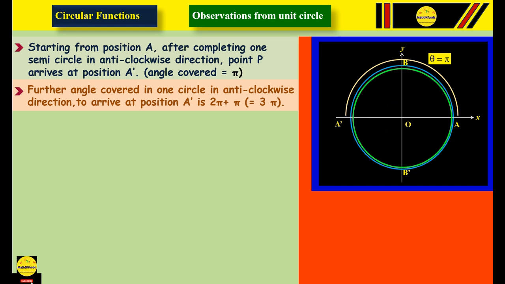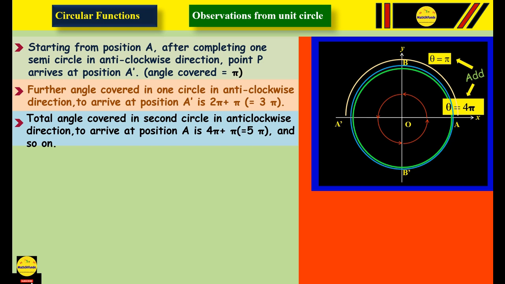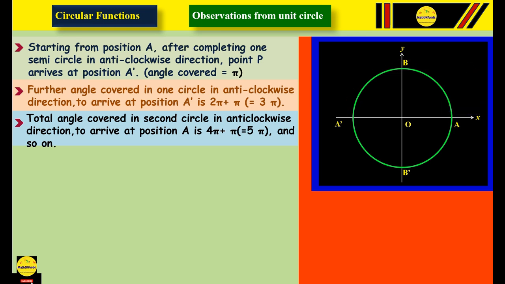You allow point P to move further and continue its journey. So the journey is of another circle. So it is another 2 pi radians. Another 2 pi radians is added to previous 2 pi radians, and one semicircle initially was of theta equal to pi. That means total angle covered would be 4 pi getting added to pi, and that leads to 5 pi radians. So this story is about when you are allowing point P to move in anti-clockwise direction.